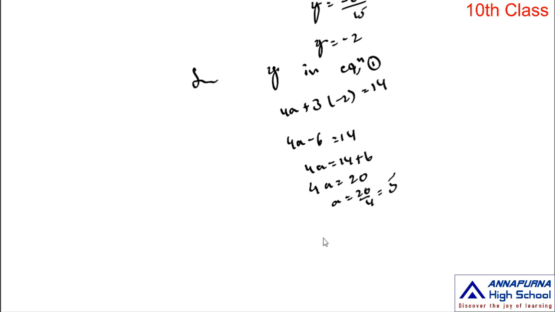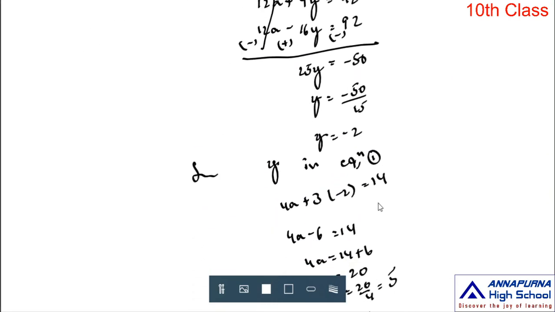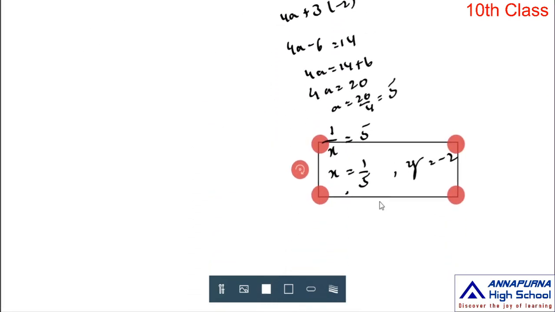But a means 1 by x. So 1 by x is equal to 5. So x is equal to 1 by 5 and y is equal to minus 2. So this is the required solution for the given pair of two equations. Okay, x is equal to 1 by 5 and y is equal to minus 2. This is the required solution for the given two equations.